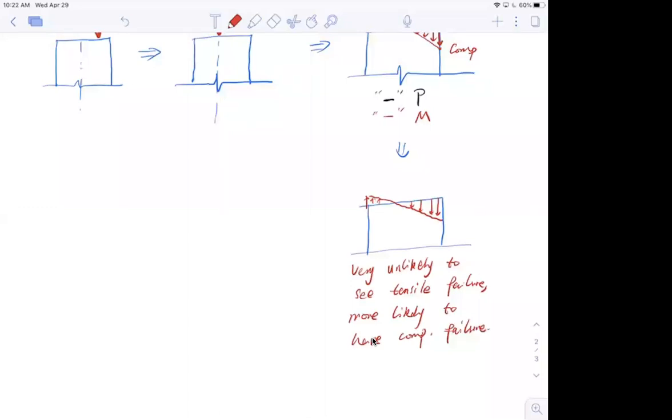Now, what does it mean? It means that usually the column fails when the compressive stress reaches the FCU. FCU is the compressive strength of the concrete. Okay. Now, from mechanics of materials, let's do the stress distribution.